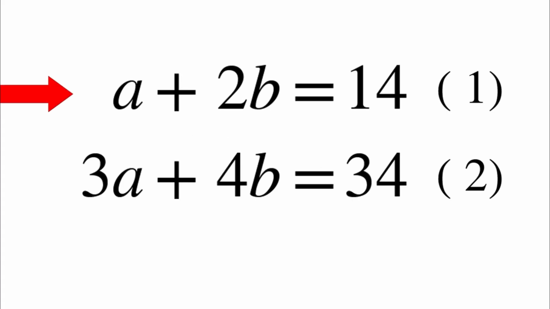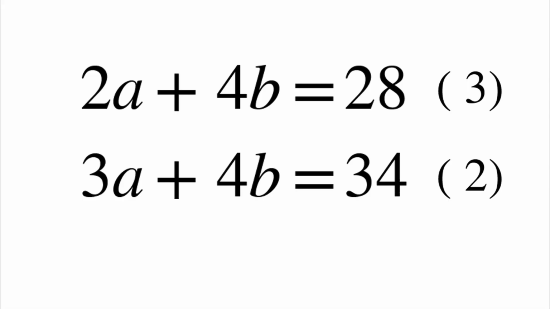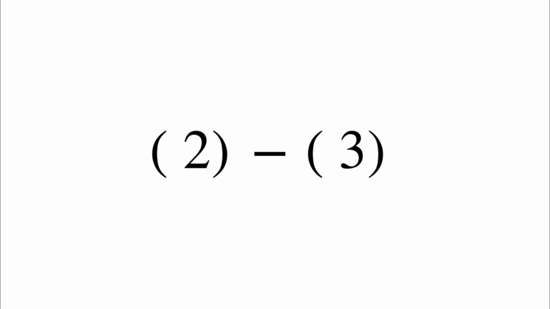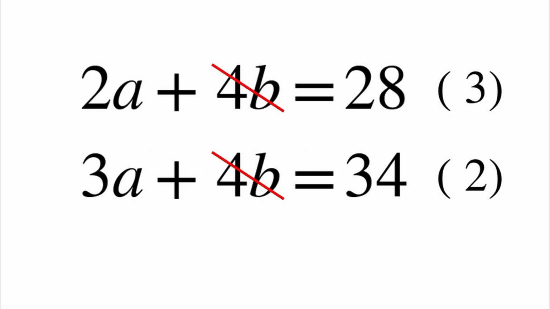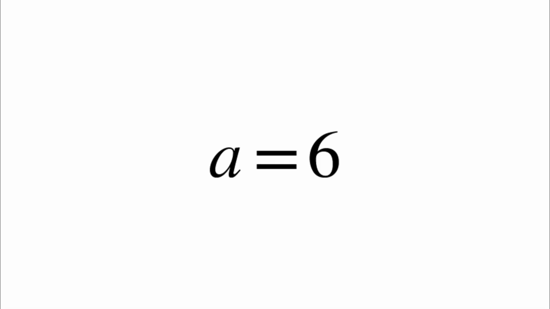In doing so, we're also going to outline the importance of labelling up our equations as 1 and 2, because now we're going to times equation 1 by 2 and rewrite this as equation 3. This will show the examiner exactly what we're doing. We can then take equation 3 away from equation 2 to eliminate the b variable. Then 3a minus 2a will give us just a, and 34 minus 28 will give us 6. So therefore, a equals 6.